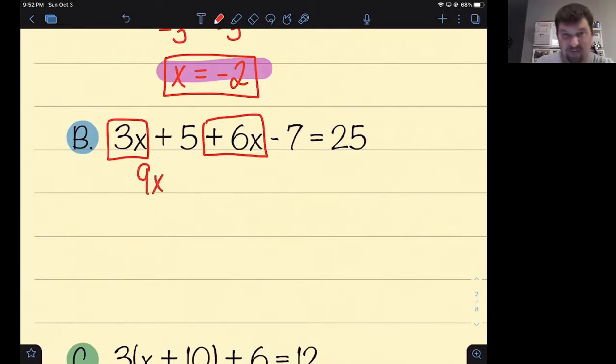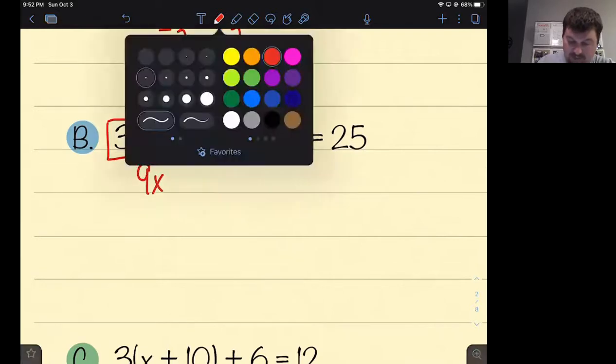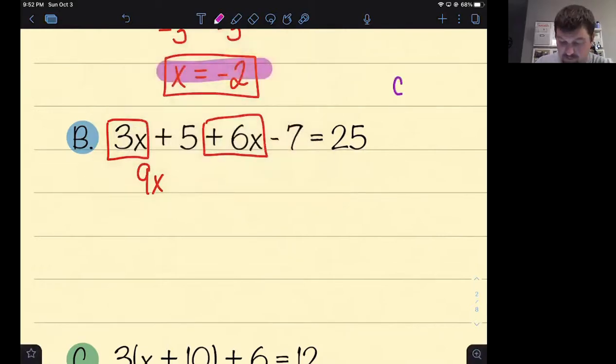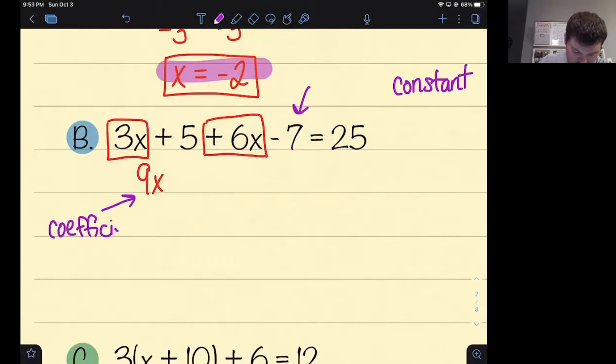So I'm just combining my 2 variable terms into 1 variable term. Now with my constant terms, remember constant terms are the terms that don't have a variable. Okay, so a constant is this. A coefficient is that. The coefficient is what's being multiplied to the variable term. It is part of the variable term. So 9x is my variable term, not just x.